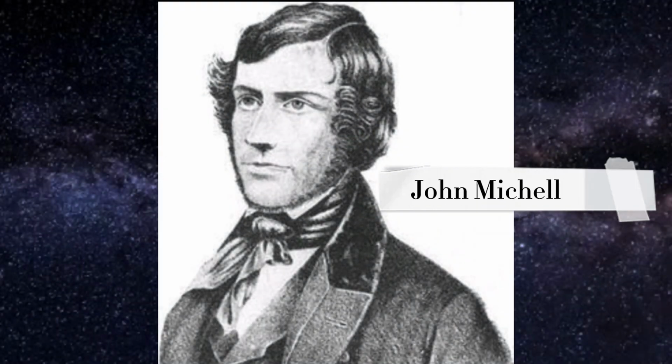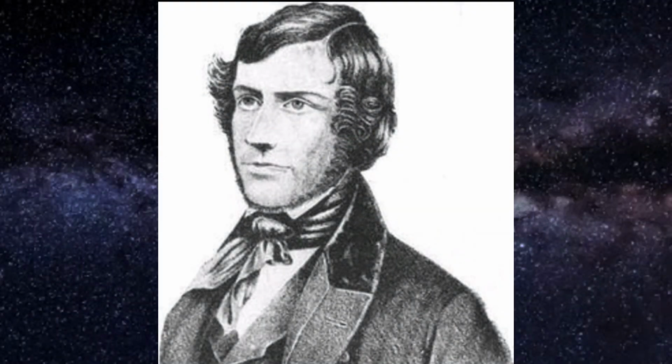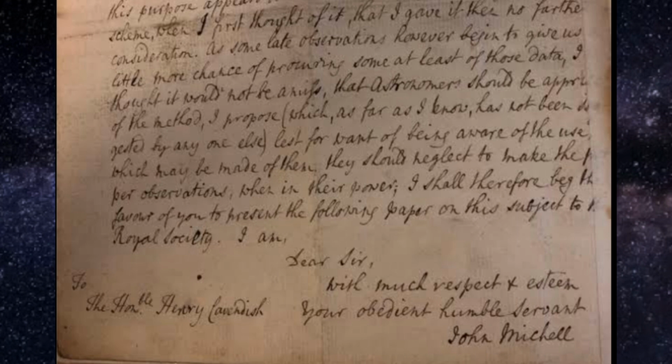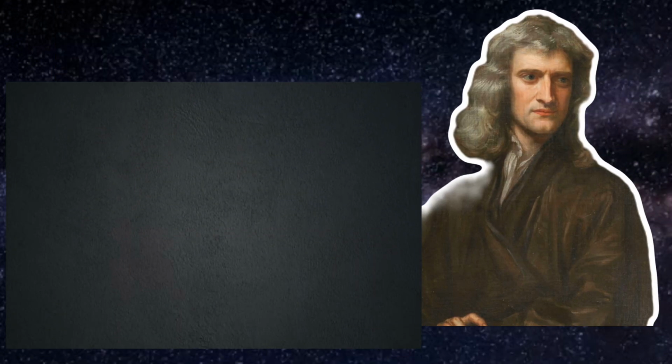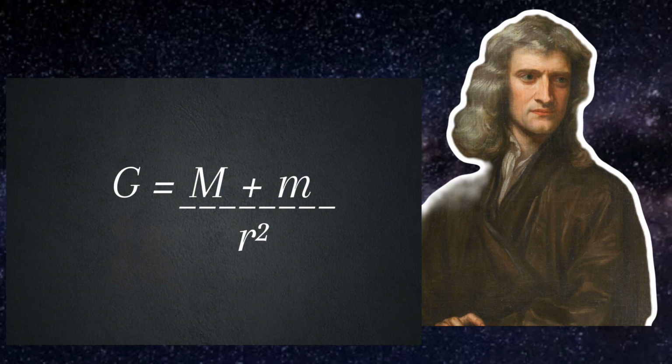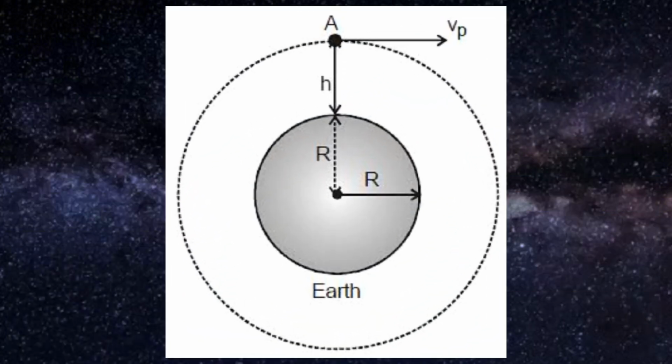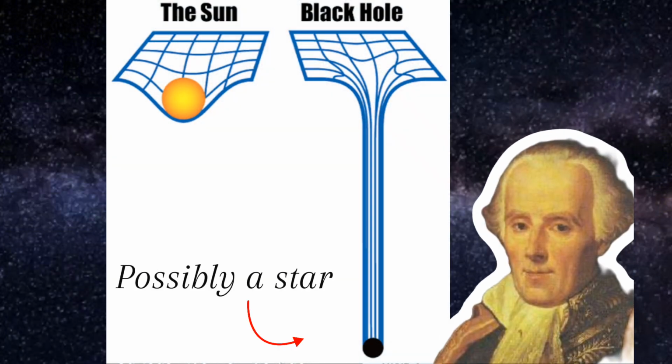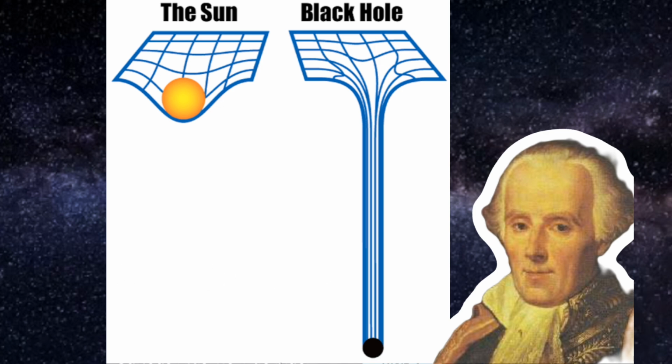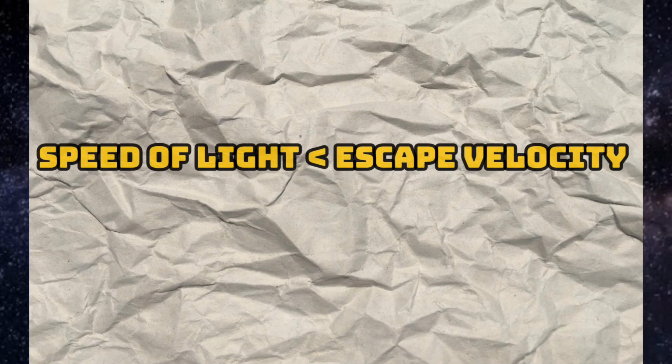John Michell, an English clergyman and astronomer, proposed the idea of black holes in 1783. He was inspired by Newton's law of universal gravitation and the concept of escape velocity. Michell realized that a star with a density so high that its escape velocity exceeded the speed of light would appear dark, as not even light could escape its grasp.